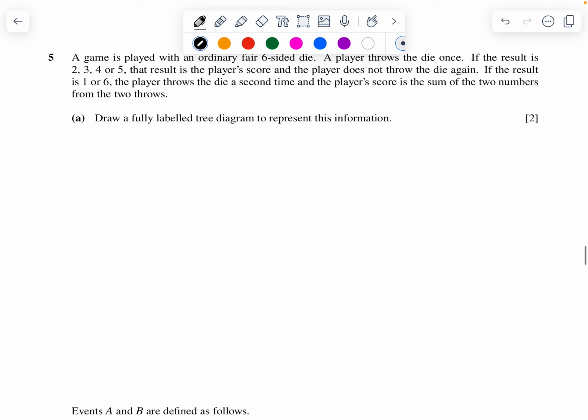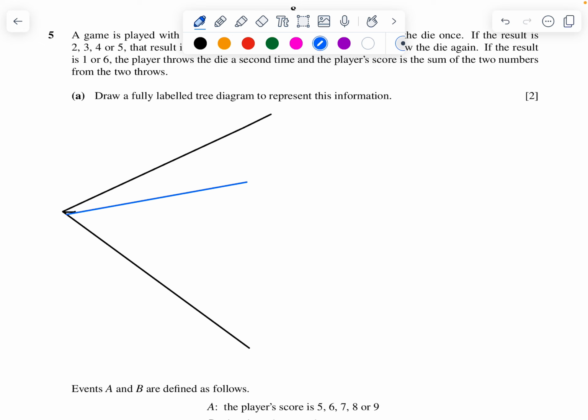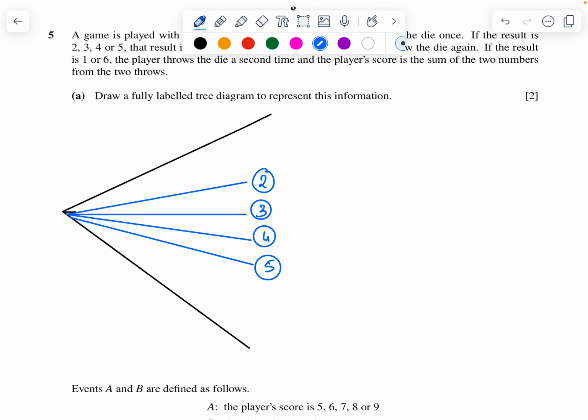Draw the fully labeled tree diagram to represent this. If it is 1 or 6, they will throw for the second time. If it is 2, 3, 4, or 5, they don't throw for the second time.